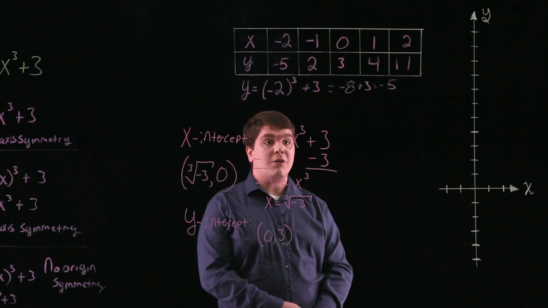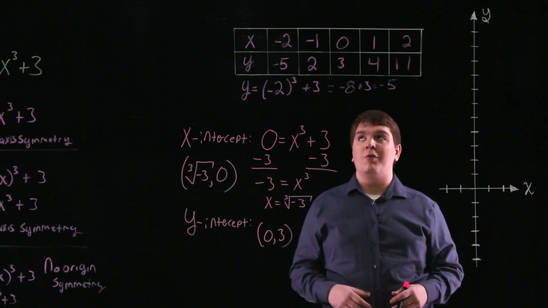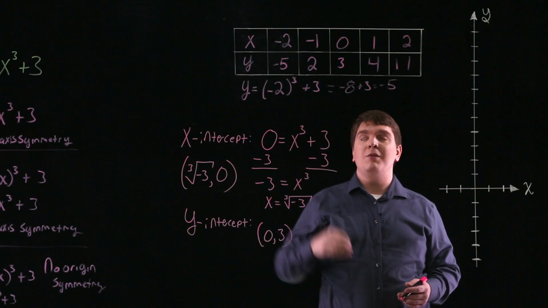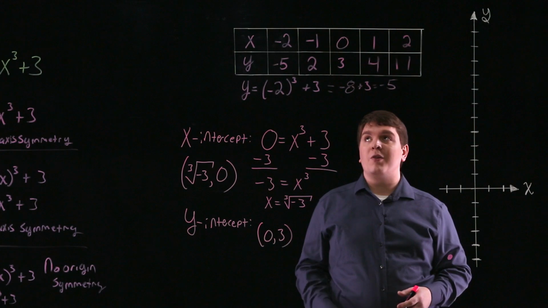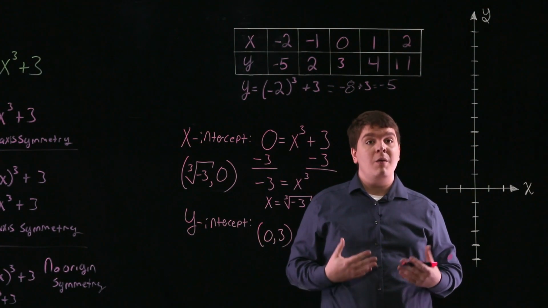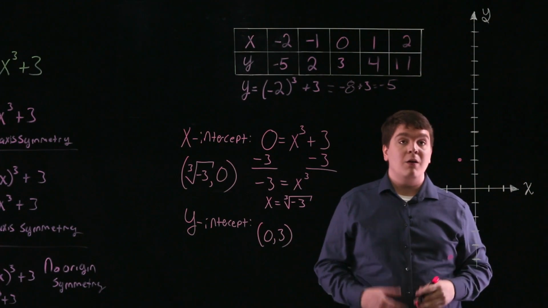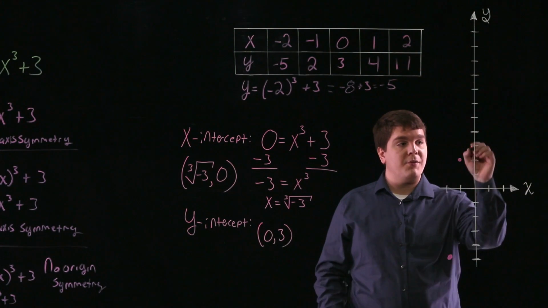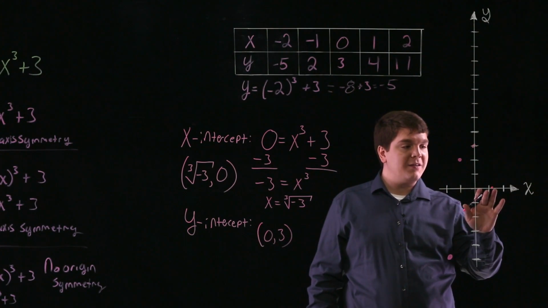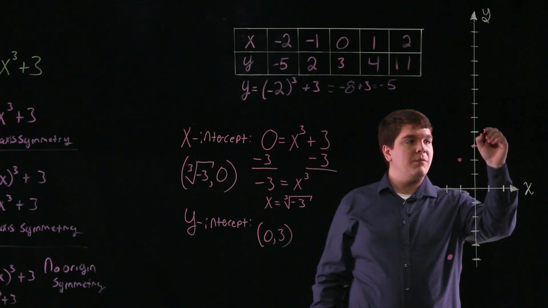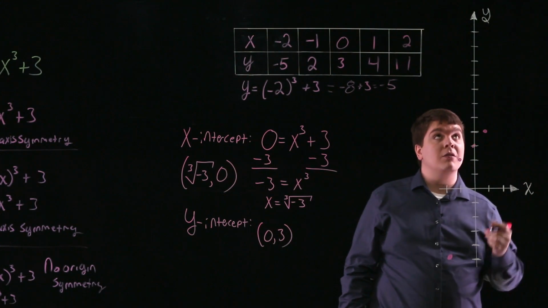Now in order to graph our function, we'll go ahead and plot the points on our graph. So we know that our graph is going to go through the point -2, -5, because when x is equal to -2, y is equal to -5. The next point on our graph will be -1, 2, because when x is equal to -1, y is equal to 2. When x is equal to 0, y is equal to 3. This point right here is also our y-intercept. When x is equal to 1, y is equal to 4. And when x is equal to 2, y is equal to 11.